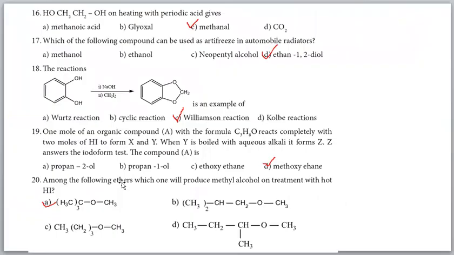But here it is given hot HI. That means it is aqueous, concentrated hydroiodic acid, in an aqueous medium. With the aqueous medium, the reaction is just the opposite of the previous one. So if it is aqueous, we will get tertiary alkyl iodide here, and the oxygen goes with H. So we will get methyl alcohol. So this is the correct option.